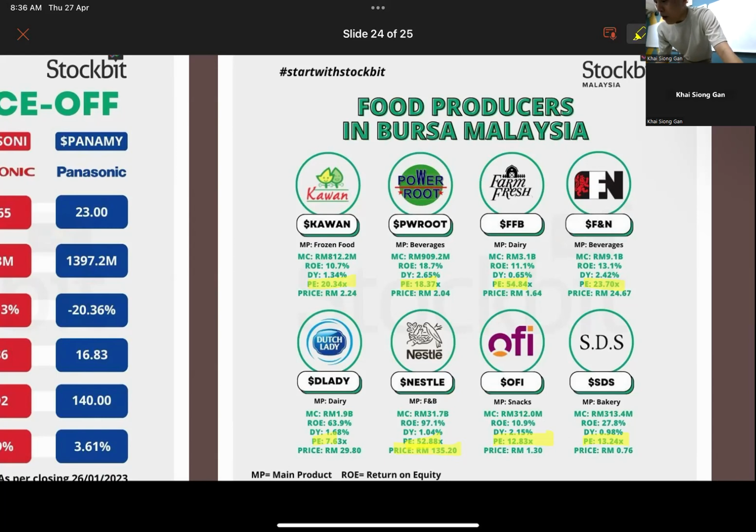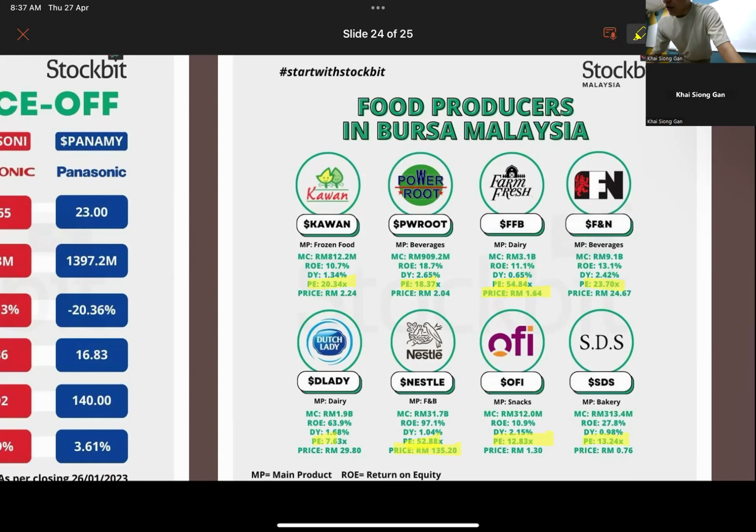But among all, do you realize that one of the companies here could be overvalued already? You see this Farm Fresh, FFB. Their P/E ratio is 54 times, which is almost similar to Nestle. But how much is the share price? 1.64 only. It's almost like a penny stock, but the P/E ratio is so high. So this one is most likely being boosted by investors' confidence. Maybe because of some factors, for example, Farm Fresh said earlier that they bought over the ice cream brand Inside Scoop. But that's not very attractive news either, because nowadays there are a lot of competitors in ice cream.